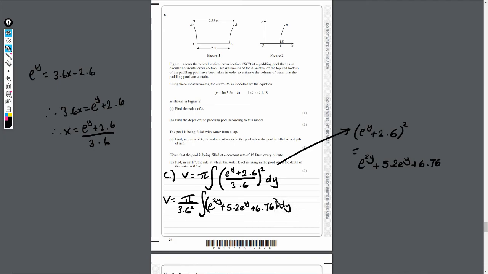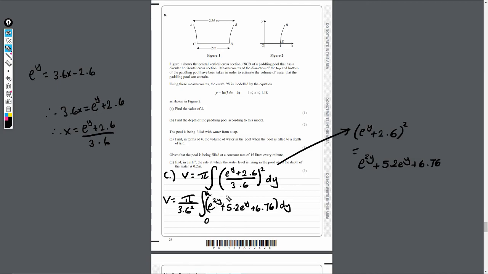So I might run out of room here, hopefully not. But what we've got to do now is integrate this. Now let's think about limits. What it's saying is that this is in terms of h when it's filled to a depth of h meters. So what we know is we're going to start with a depth of 0, nothing's in the pool, and it's going to go up to h. So my limits are just simply 0 to h. Okay, so we're going to integrate this now between 0 and h.